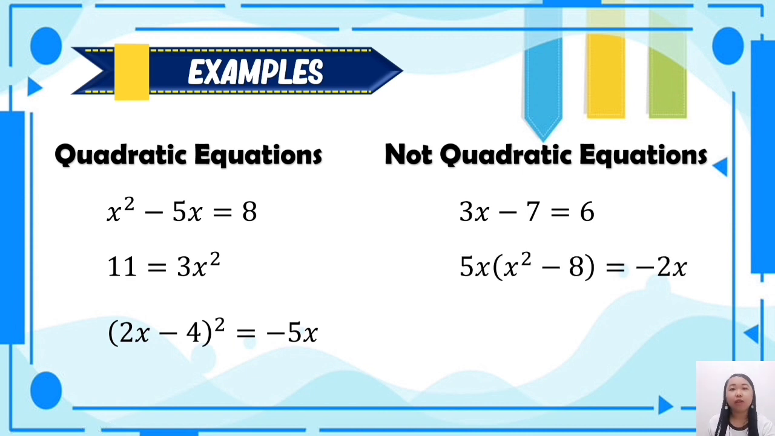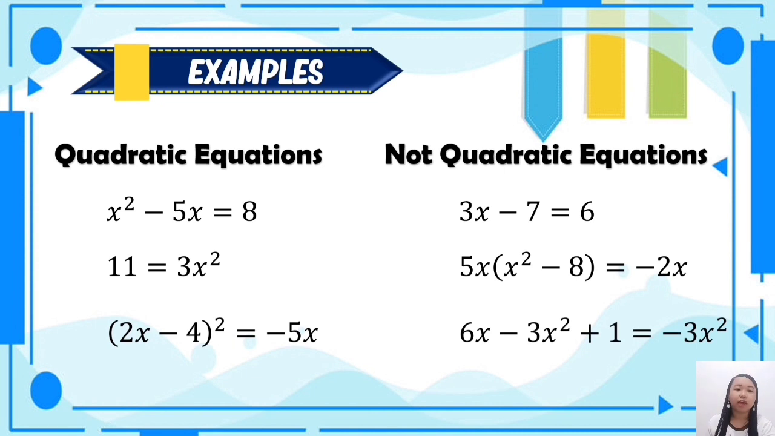Next, 5x multiplied by the quantity of x squared minus 8 equals negative 2x. It is not a quadratic equation because when we apply the distributive property, 5x times x squared is 5x cubed. So, the degree is 3.